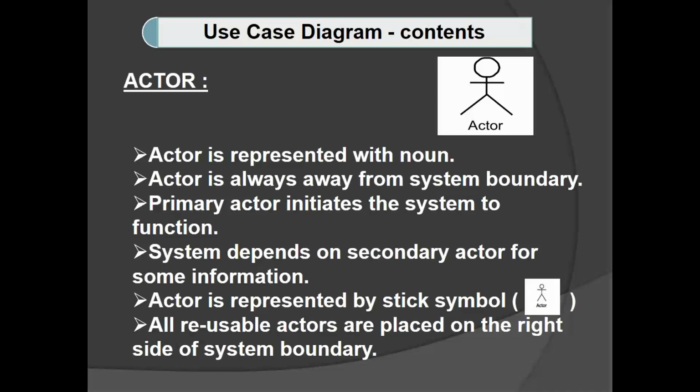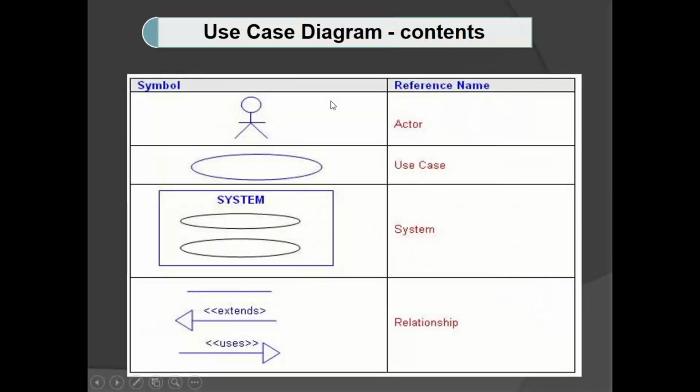Okay. So all primary actors will be placed on the left side of the system boundary and all secondary actors, which are reusable actors, are placed on the right side of the system boundary. And the symbol for actor is the stick figure. So this is the symbol for actor. Okay. So these are some points related to use case and related to actor.